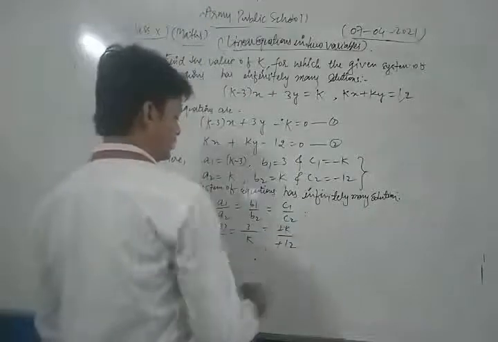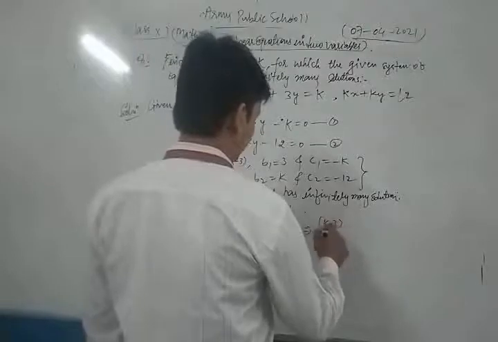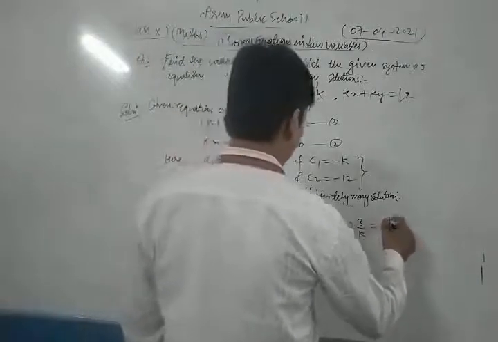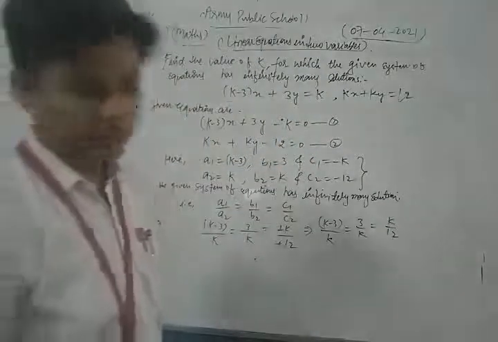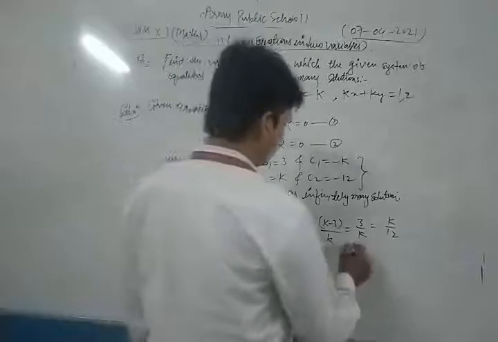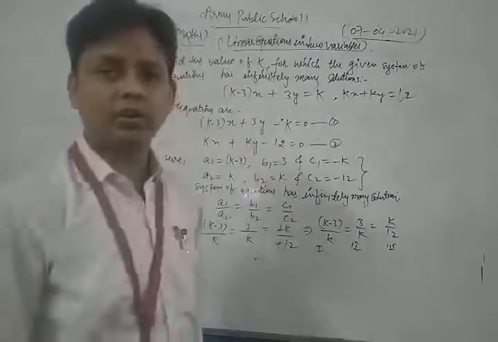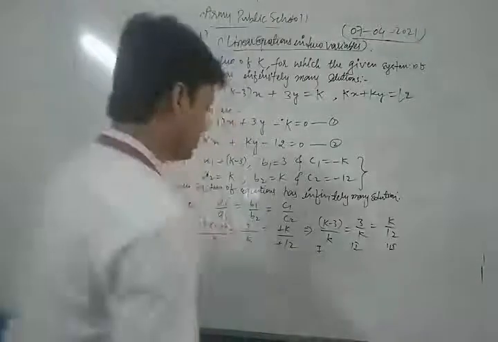Now, minus and minus cancel each other. So we get k minus 3 upon k is equal to 3 upon k is equal to k upon 12. Now this is the first part, this is the second part, and this is the third part. First of all, we take the first and second part, then we take the second and third.